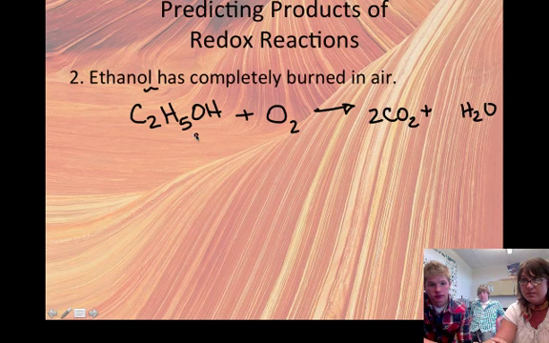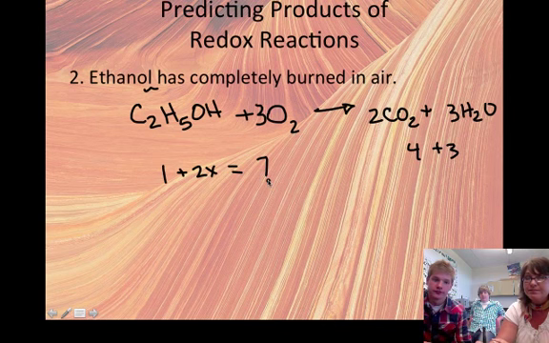I have 6 total, so I need 3 waters. Now count up your oxygens. I have 4 here and 3 there, for a total of 7. So I have 1 over here. How many O2s do I need? 3. Got to add up to 6 here and 1 there. So we're done. We balanced it. We don't have to deal with hydrogen ions and all that junk. Always balance oxygen last. If you keep the oxygen for last, it works out a lot better.